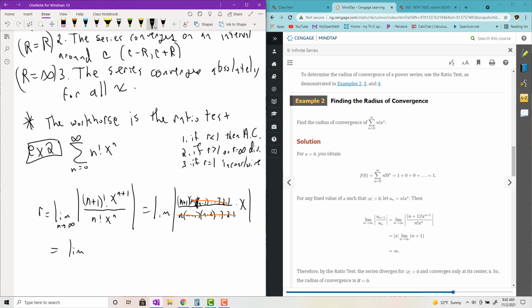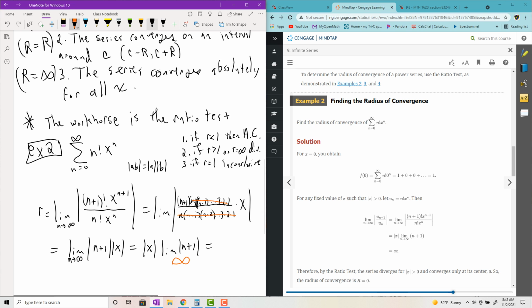limit of the absolute value of n plus 1 times the absolute value of x. So remember, with absolute values, if you have the absolute value of a times b, that's the same thing as the absolute value of a times the absolute value of b. Then, because x is not dependent on n, you can move the x out of the limit. So you can move this x out here, and then just consider the limit of n plus 1 as n goes to infinity.